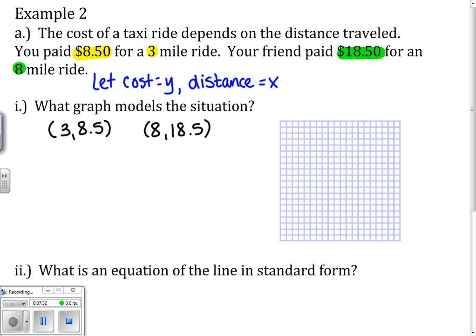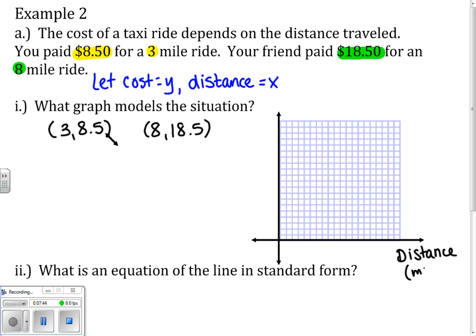I can actually do a first quadrant graph because there are no negative values. You have to make sure you label your axes. The x values are distance, and this is in miles. The y-axis is cost in dollars.